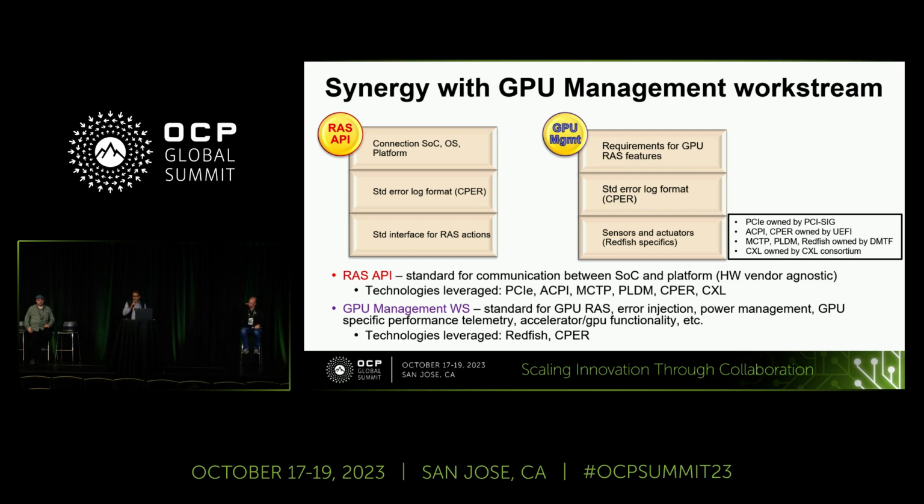They also use the same standard log format, which is CPER. In addition, they have Redfish-specific sensors and actuators from which they can get some telemetry for the GPUs. So again, there is really no overlap or conflict between the two efforts. We are pretty well aligned.